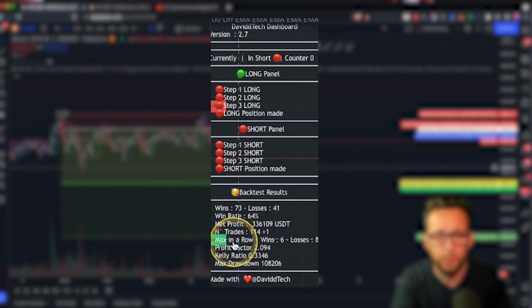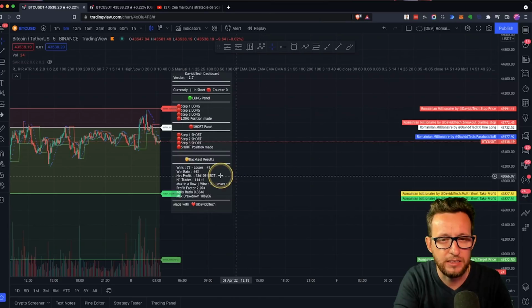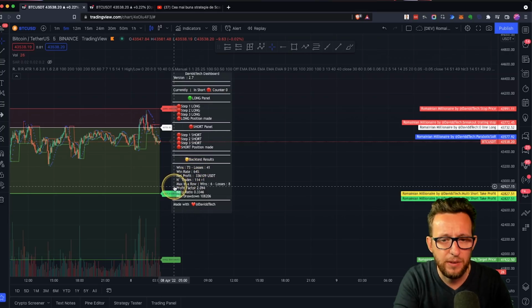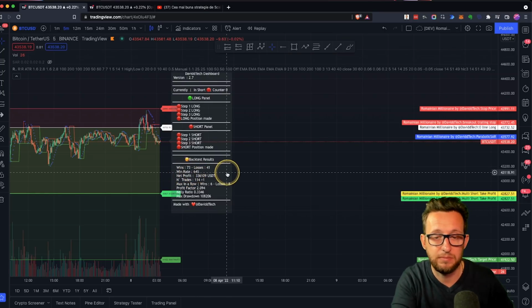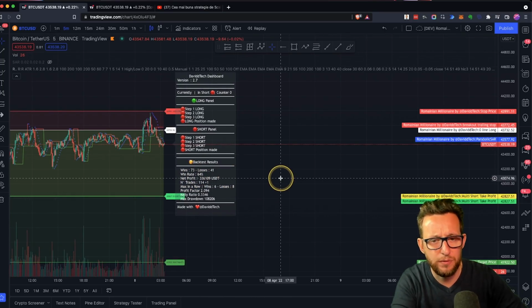For the wins in a row, we have a maximum of 6, and maximum losses in a row of 8, which is pretty incredible considering that we're on a 64% win rate. We have a profit factor of 2, as I said. Kelly ratio is 0.33. Yeah, and that's about all of the stats that I've got for you.